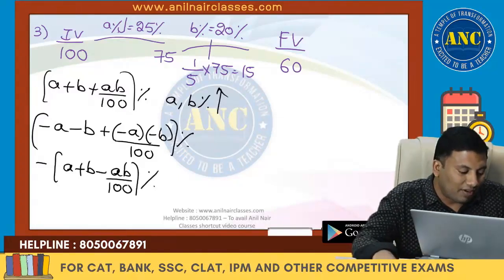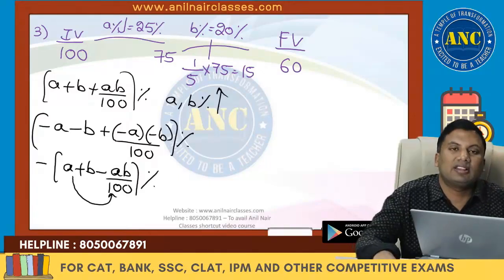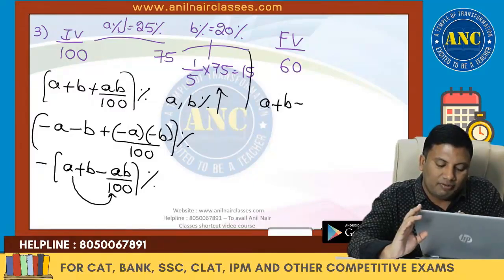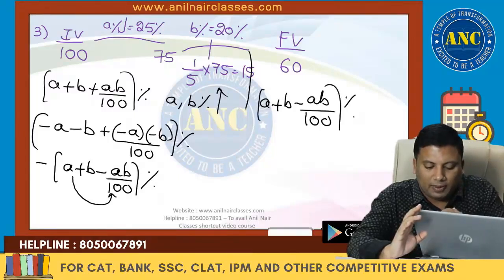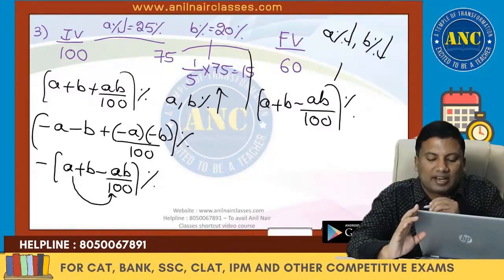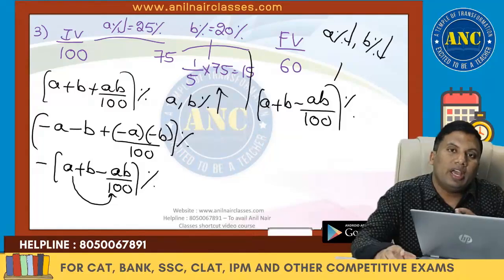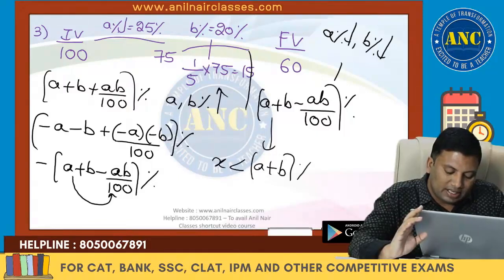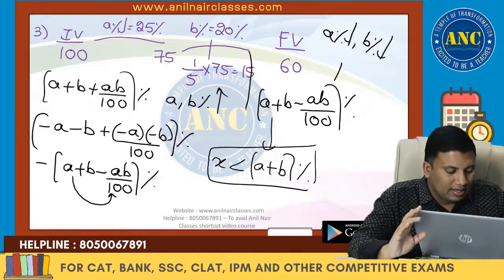That means from A plus B, it is further getting decreased. That means the first point is that the overall decrease, when both are decreasing, is given by A plus B minus AB by 100 percentage. When A percentage is decreasing and B percentage is decreasing, to A plus B I am subtracting something. So the X value should be less than A plus B percentage.